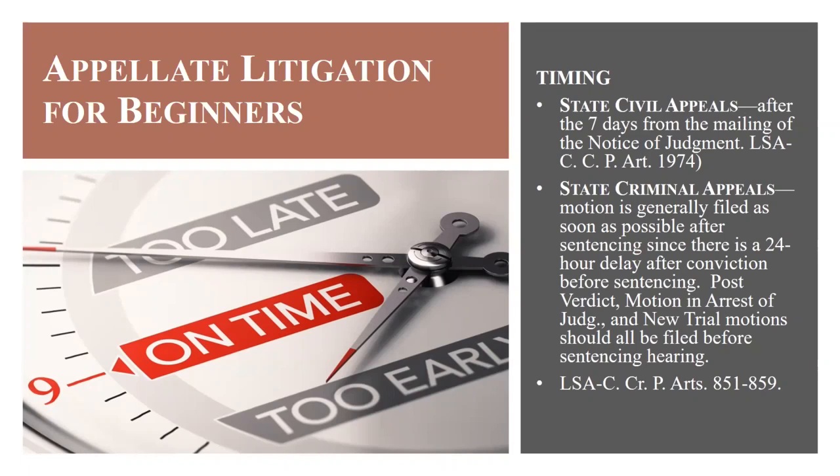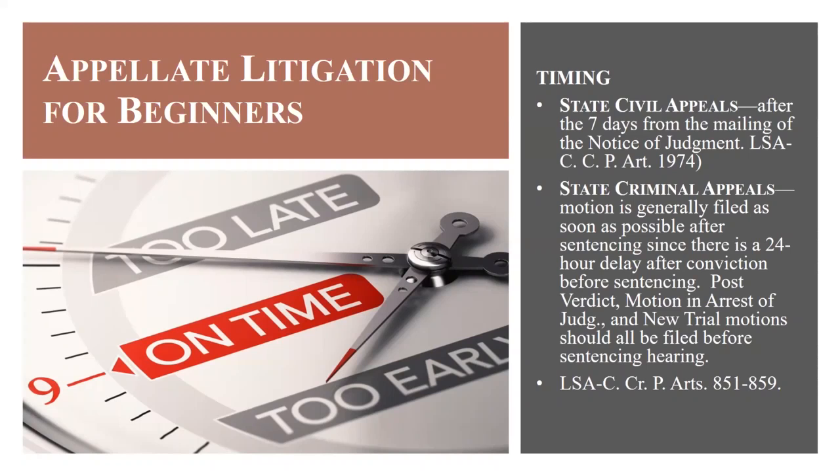All right, state civil appeals, you remember the 7 days that you have from the mailing of the notice to actually do your motion for a new trial. And then, of course, if you don't do a motion for a new trial, then that 30 days is going to start running. Or if you do the motion for a JNOV and a new trial, then it will be from the date that the court ruled upon it.